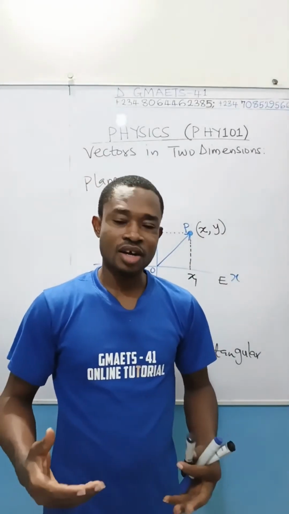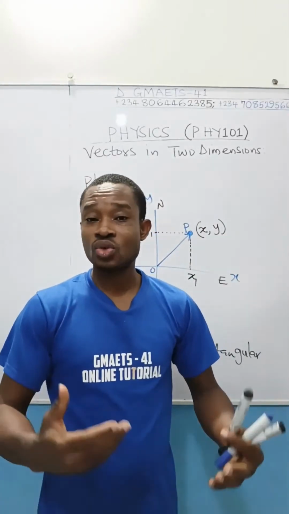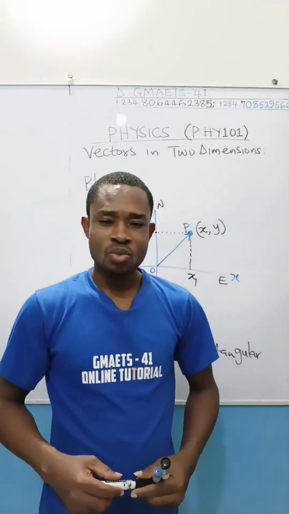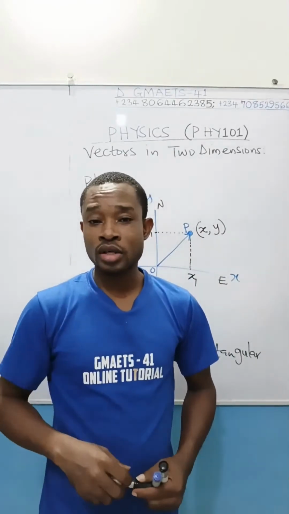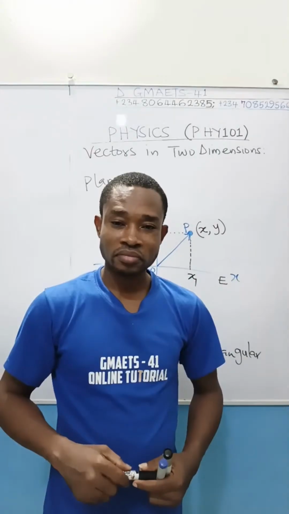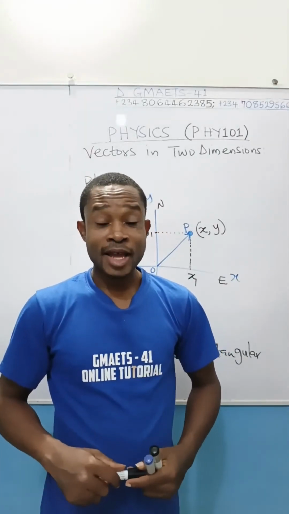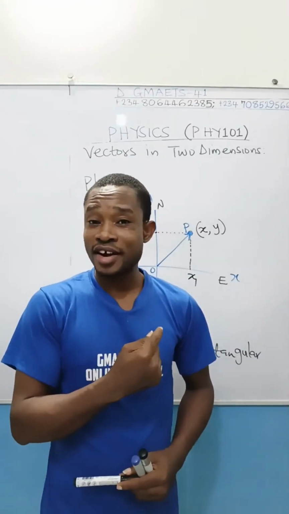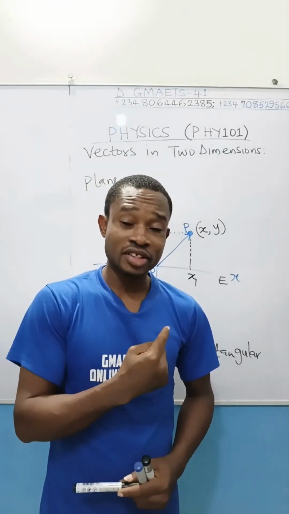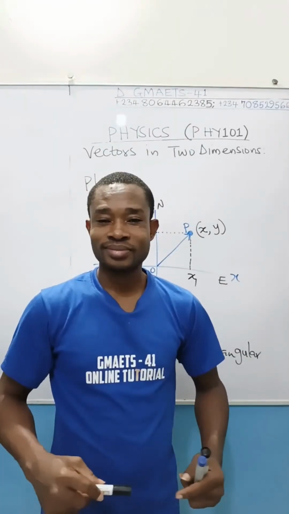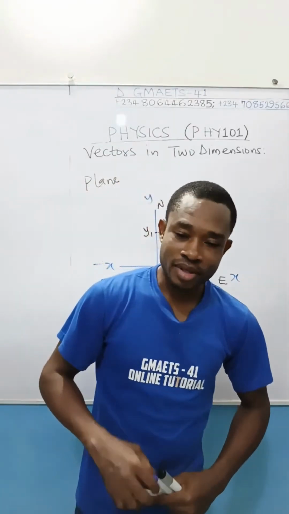So we're going to find out how you evaluate vectors in 2 dimensions. We've already treated that in 1 dimension. Are we ready? It's also important for us to know how to get a direction. We're going to deal with how to get a direction as well. So let us get to business.